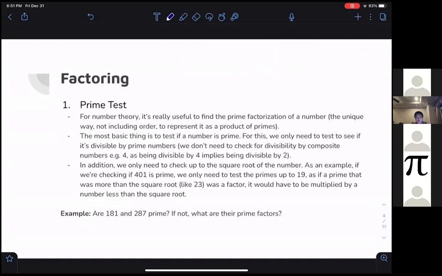Okay, you can just shout it out. This should take a moment to check, but you can just shout out whether or not. All right, so I see someone said 181 is prime. That's right.